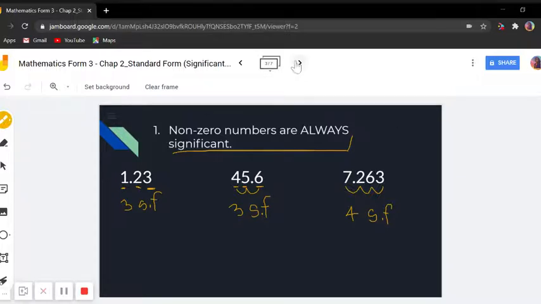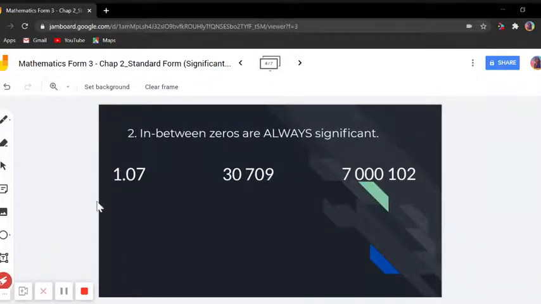Now let's go to the second rule. In between zeros are always significant. What does it mean by in between zeros? In between zeros means the zero that is located in the middle, like this one, is considered significant. So it simply means that a zero in the middle is always significant. Any zero that is between non-zero numbers will be a significant number.